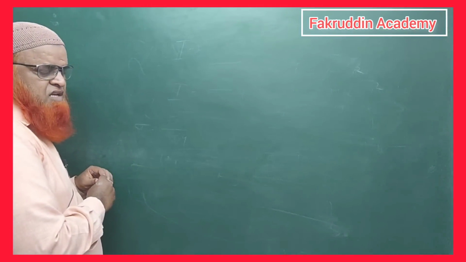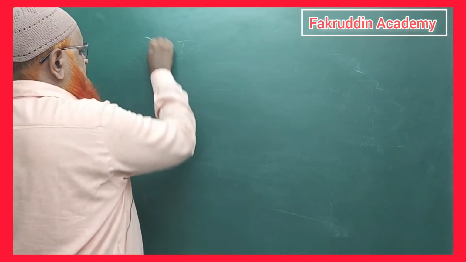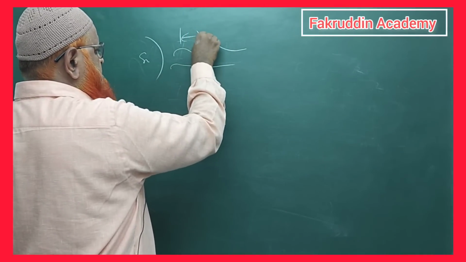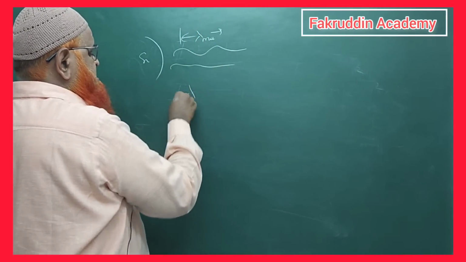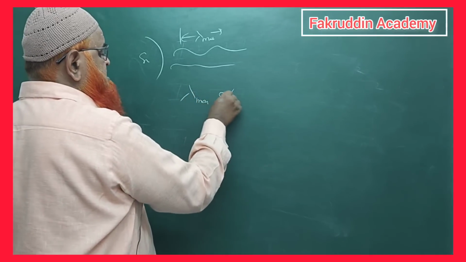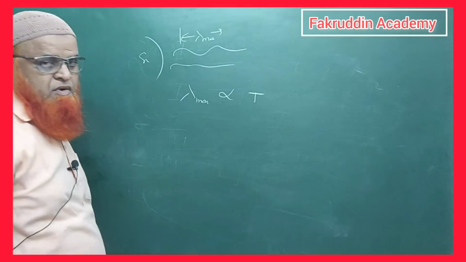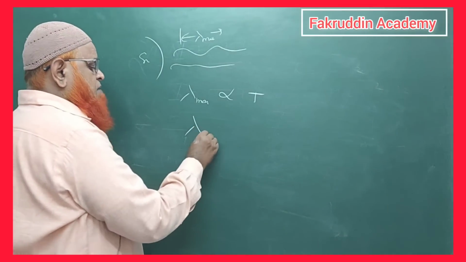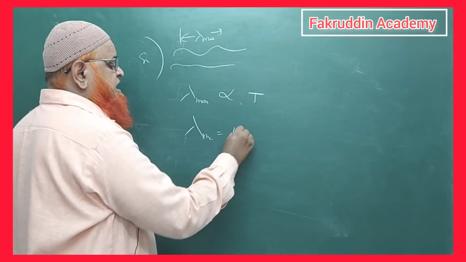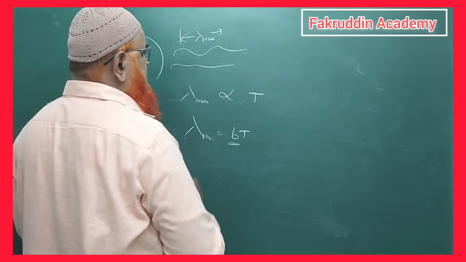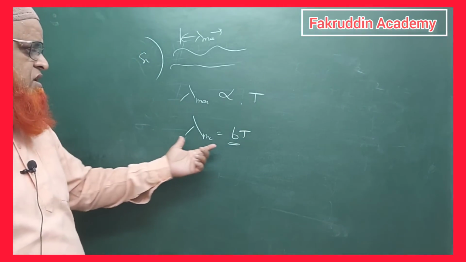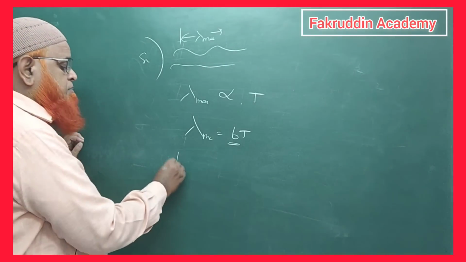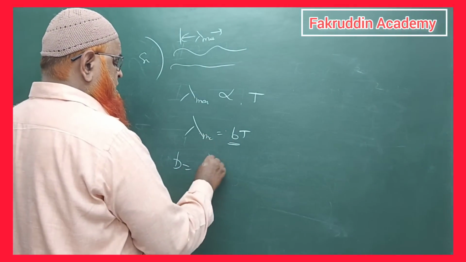Now Wien's constant, what does it mean actually? From the sun, waves are coming outside, so we have to consider the maximum wavelength. The maximum wavelength is always directly proportional to absolute temperature. So lambda maximum can be taken as B into T, where B is called Wien's constant. We need to find the dimensional formula for B here. So B is nothing but lambda by T.